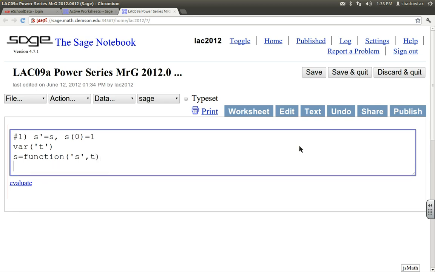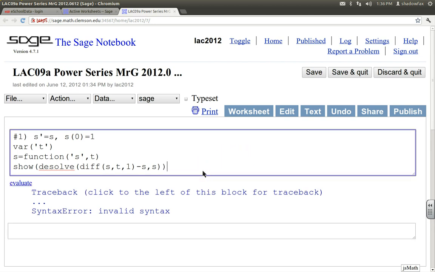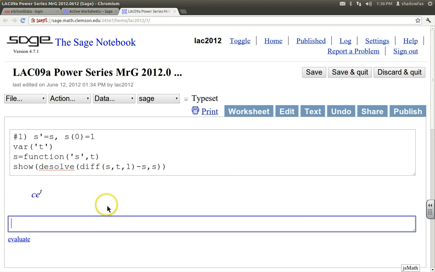All right, let's do a DE solve. Show the DE solve for s prime minus s equals 0. So the diff of s with respect to t, first derivative, minus s, and let's solve it for s. So the general solution is... Oh, I forgot the close for the show. I always do that. And there's your general solution.